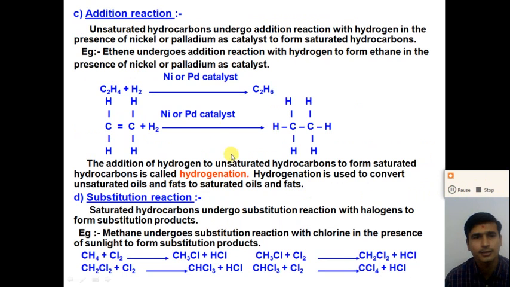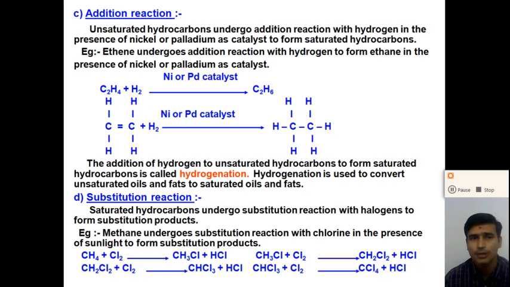So the next chemical property is the addition reaction. Unsaturated hydrocarbon undergoes the addition reaction with hydrogen in the presence of nickel or palladium as a catalyst to form a saturated hydrocarbon. Unsaturated hydrocarbons are converted into saturated hydrocarbons in the presence of a nickel or palladium catalyst, right?